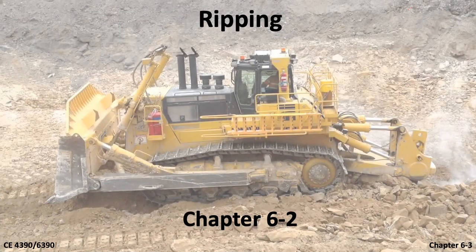Hello everyone! In this video, you will learn the second section of Chapter 6, which is about ripping. What do you see in this picture? It is a dozer that is ripping rock. In the previous chapter, you learned that a dozer can be equipped with a rear ripper. Let's watch a short clip about how a dozer is used for ripping.